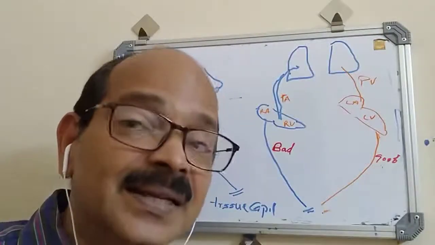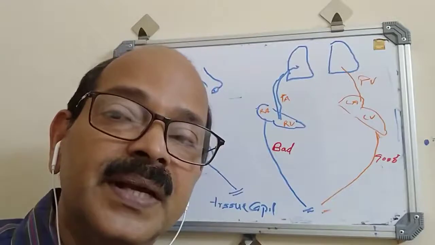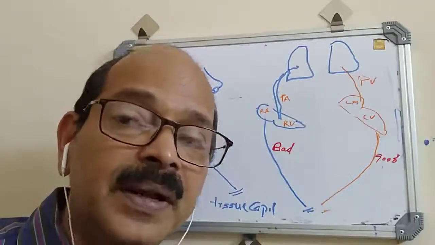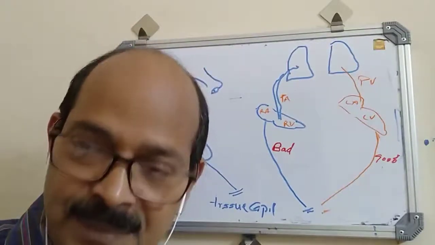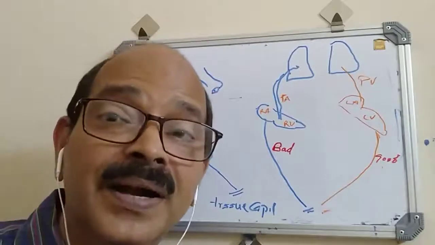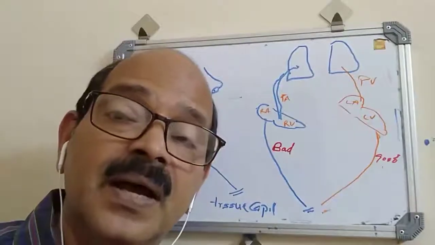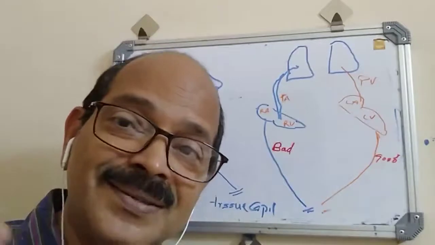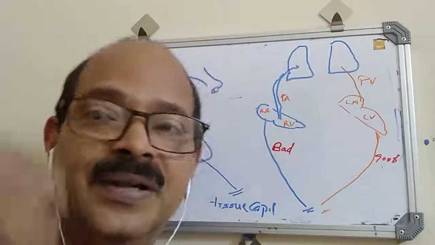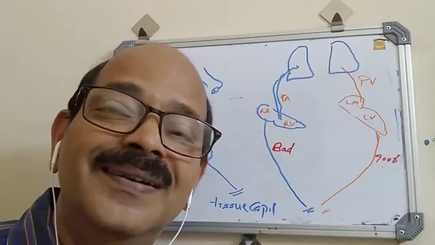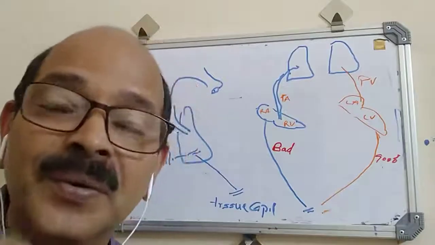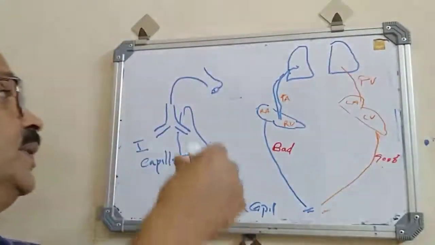On the other side, once you get the oxygen from the alveolar capillaries, the entire system on the left side is the good blood. That starts from the alveolar capillaries, pulmonary veins, left atrium, left ventricle, aorta, the branches, and on to the cells. So you modify the concept like this.